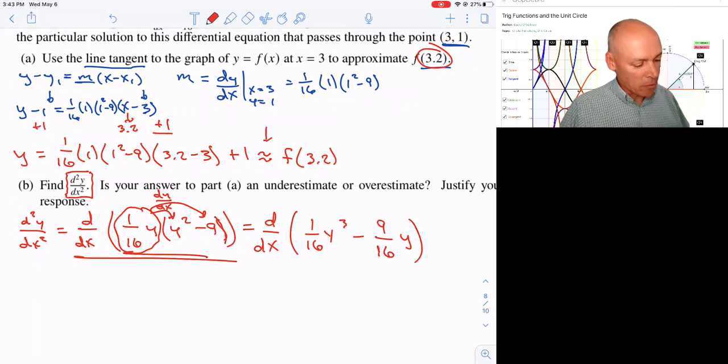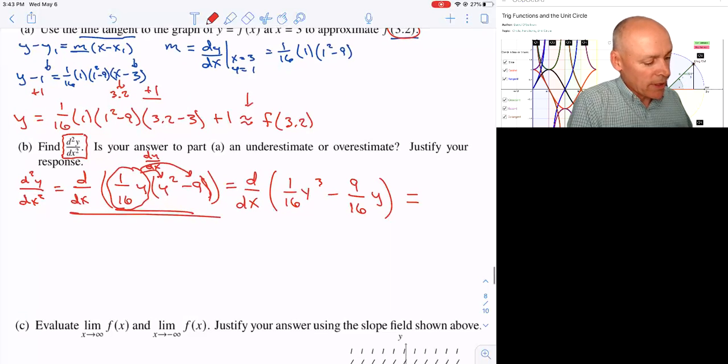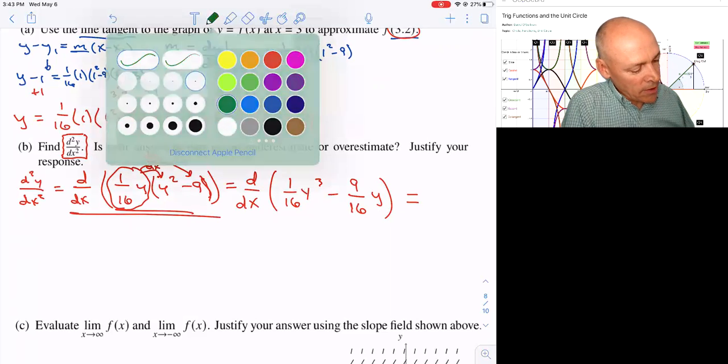Okay, now I have to take the derivative of that. So I'm just doing power rule. So that's going to be just that first term, exponent times the coefficient. Change colors here to keep your attention.